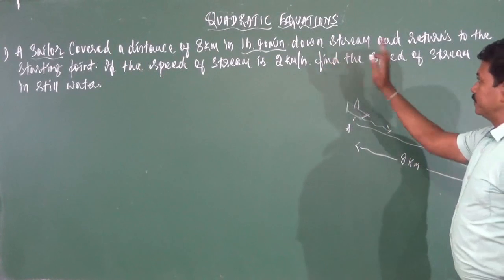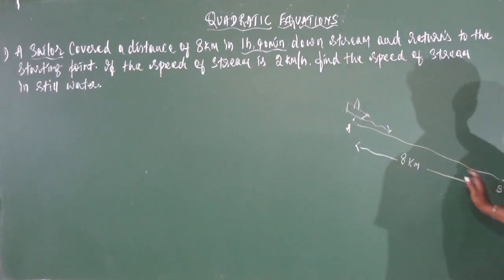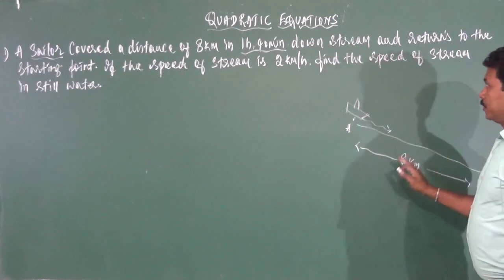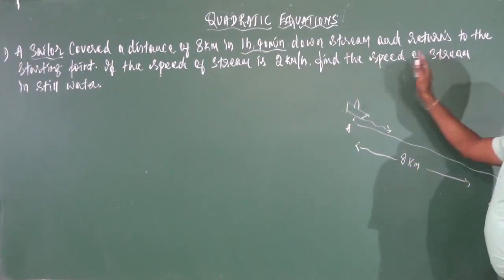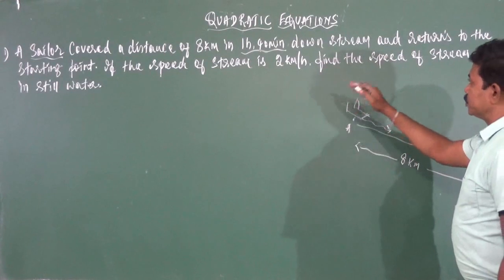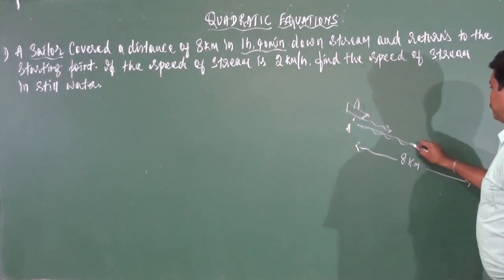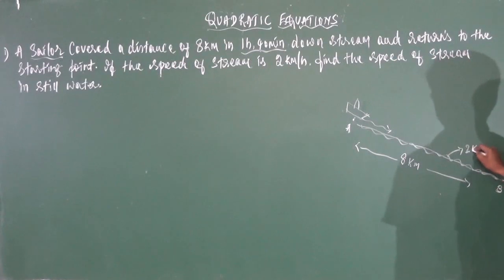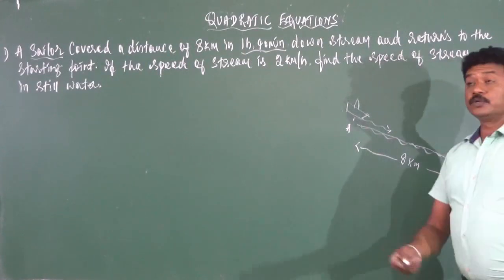Time taken is 1 hour 40 minutes, and the A to B distance is 8 kilometers and the B to A distance is 8 kilometers. Now the boat returns to the starting point. If the speed of the stream is 2 kilometers per hour, that is, the water is flowing at a speed of 2 kilometers per hour.